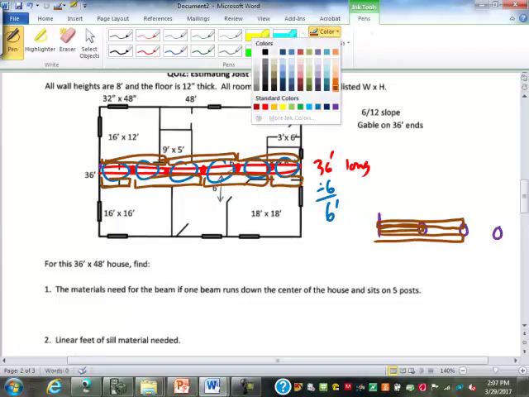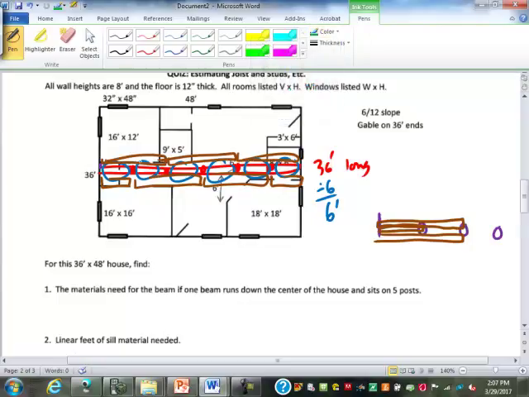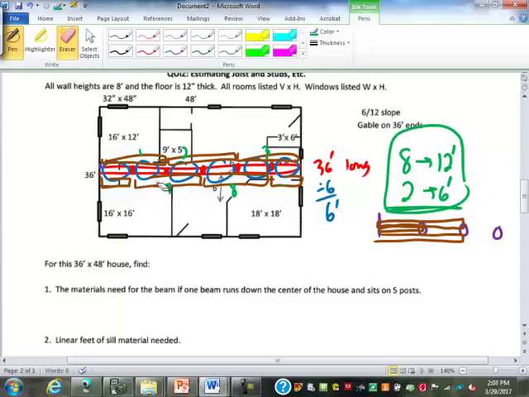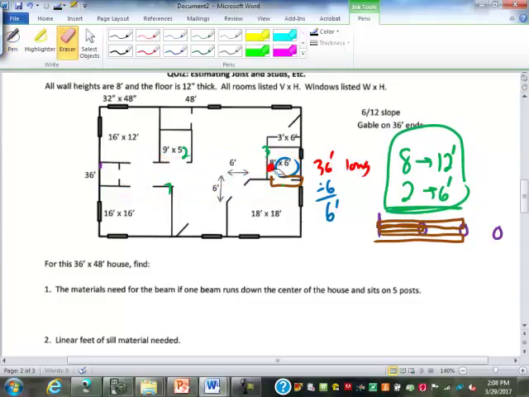So looking at this, we have a total of 1, 2, 3, 4, 5, 6 of the 12-footers, 7, 8 12-footers total. So I need 8 12-foot pieces for the beam, and then 2 of the 6-foot pieces. So that would be the beam build-up for down the center of the house to set the floor.